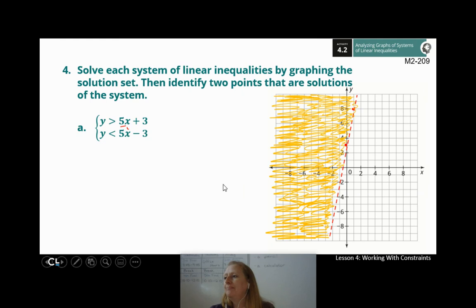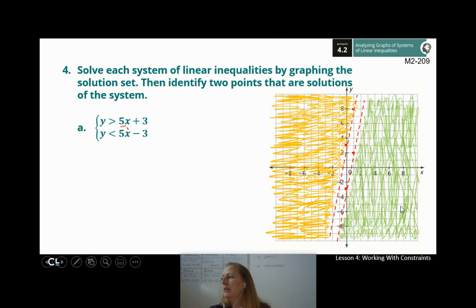For this other one, I have a y-intercept at -3. I again have a slope of 5 over 1, so 1, 2, 3, 4, 5 over 1. Again, a dashed line. But this says y is less than 5x minus 3, so we need to shade everything below the line. So I'm going to shade the half plane on that side.